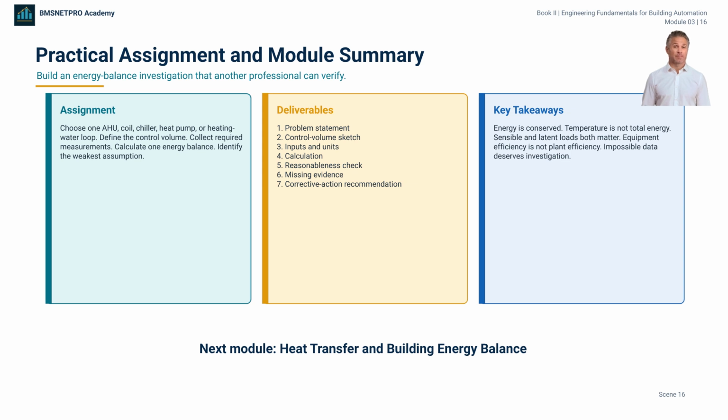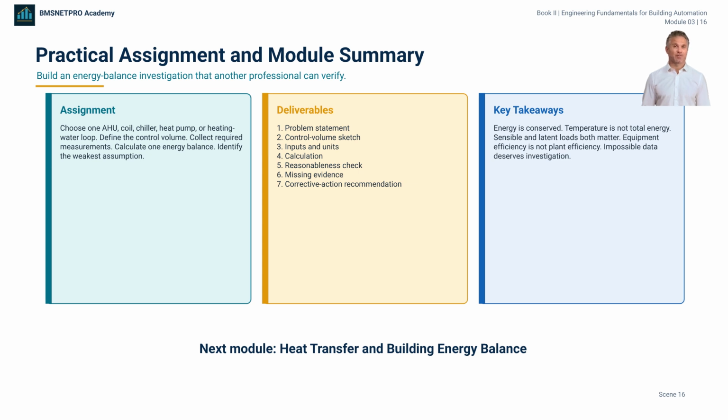For the practical assignment, choose one real or sample system, an AHU, coil, chiller, heat pump, or heating water loop. Define the control volume. Collect the required measurements. Preserve the units. Perform one energy balance calculation. Then identify the weakest assumption. Your deliverables should include a problem statement, a control volume sketch, input values with units, the calculation, a reasonableness check, missing evidence, and a recommended corrective action.